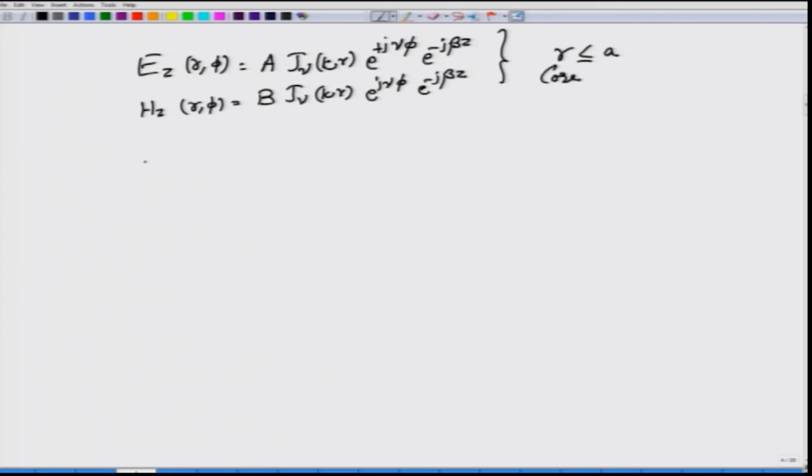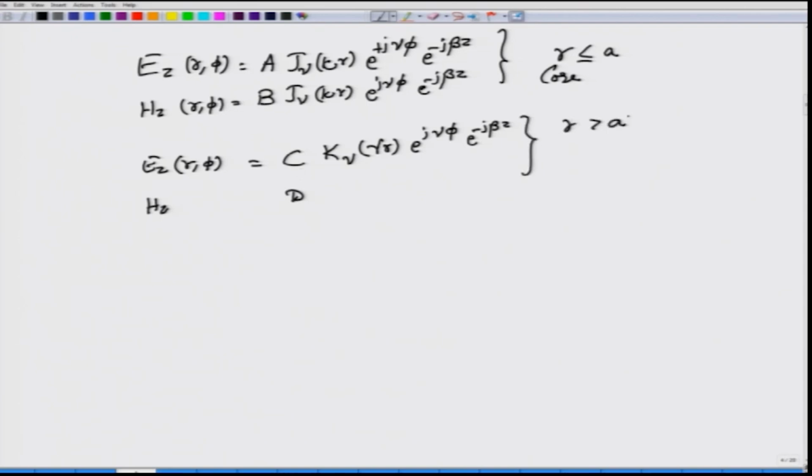The solution for the cladding region will be some constant C, and instead of J nu, which is oscillatory, K nu, which is exponential. So, K nu of gamma r, e to the power j nu phi, e to the power minus j beta z. For Hz the solution will be the same, except that instead of C the constant will be D. This is valid for r greater than or equal to a. At r equal to a, you need to match Ez, Hz, E phi and H phi.